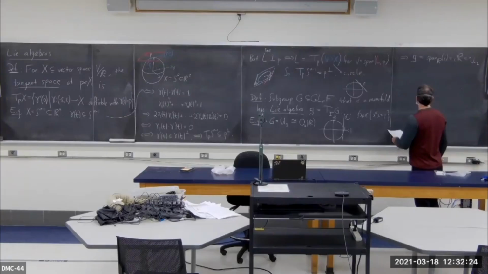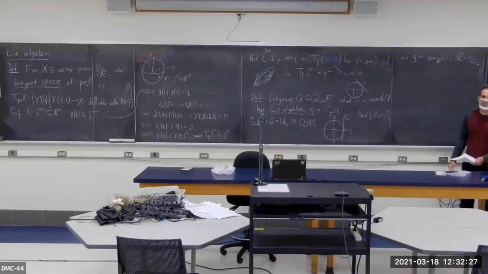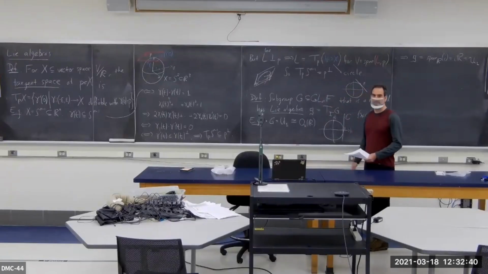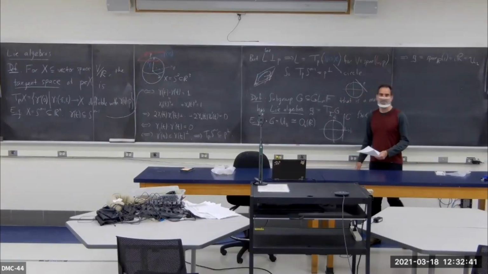I have a question about tangent spaces. Yes. So I think you defined it for a subset X in a vector space, but here you're using it on a subgroup in a group. Yeah. But a group doesn't have a vector space structure to it.